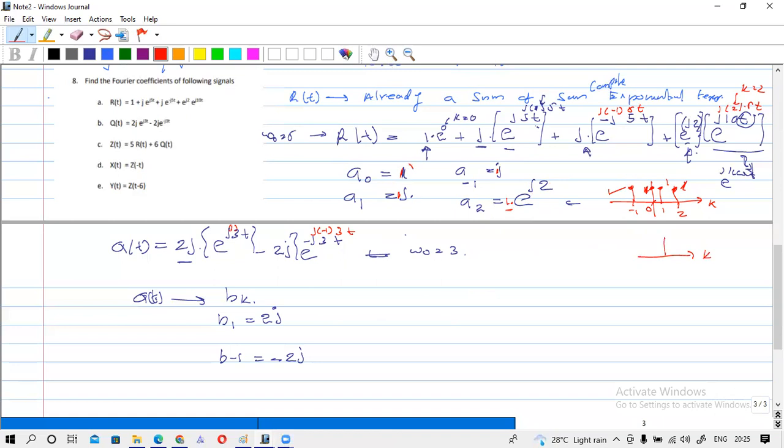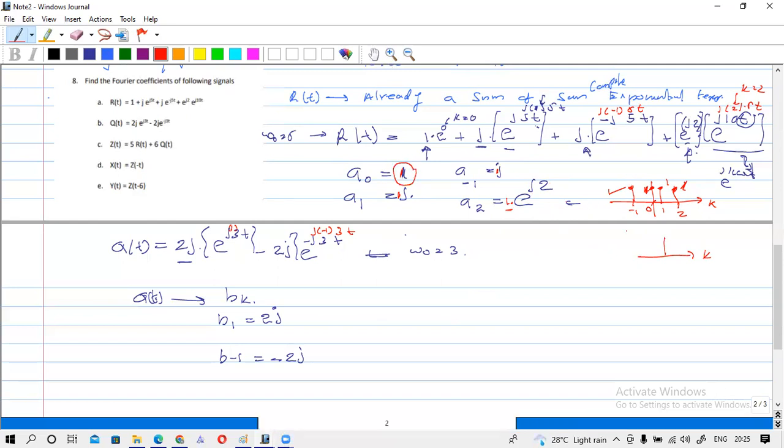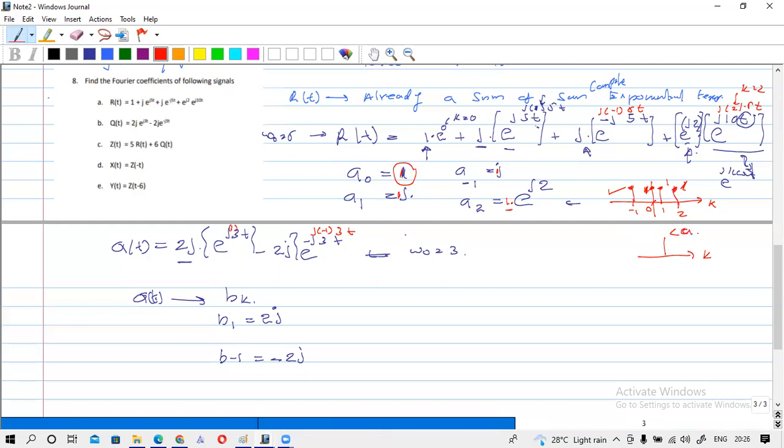And if you write the phase plot here, this is totally a real number. For a real number the phase is 0. So now you are going to plot the phase of a k. The phase is 0 for k equal to 0. Now k is equal to 1.